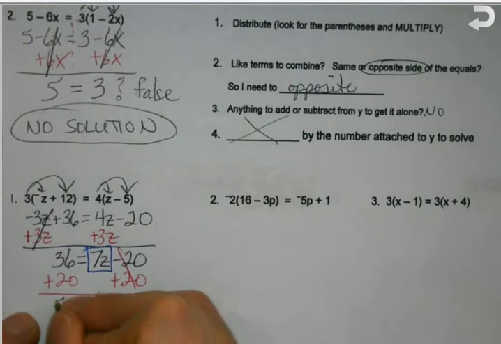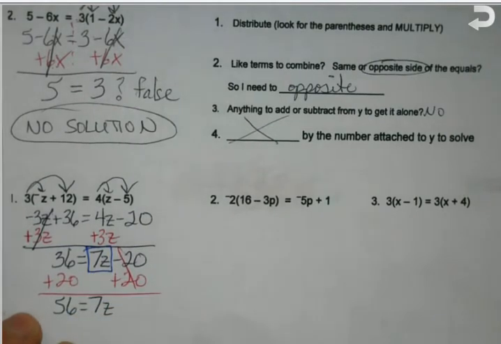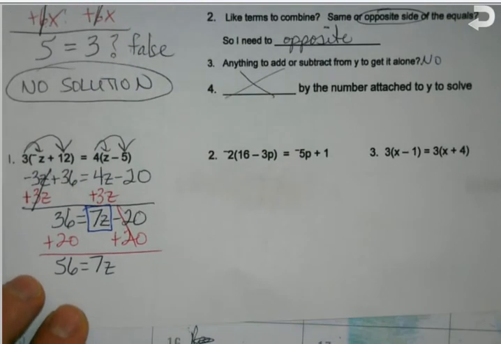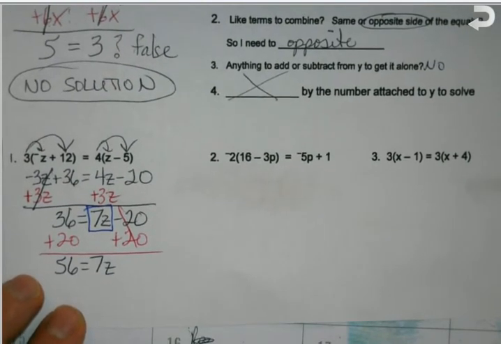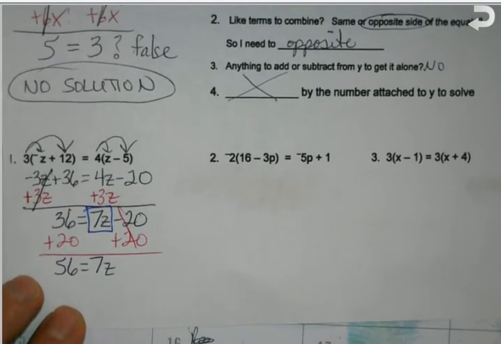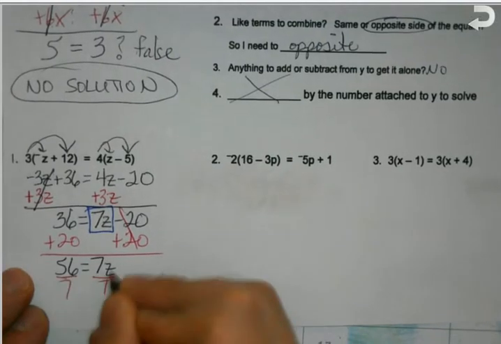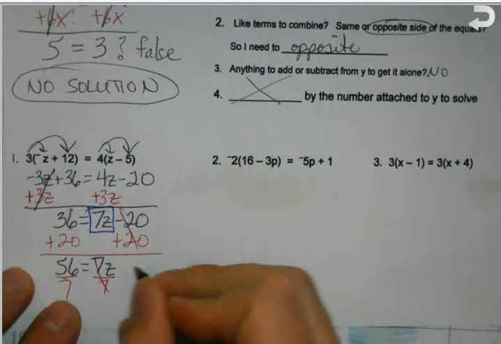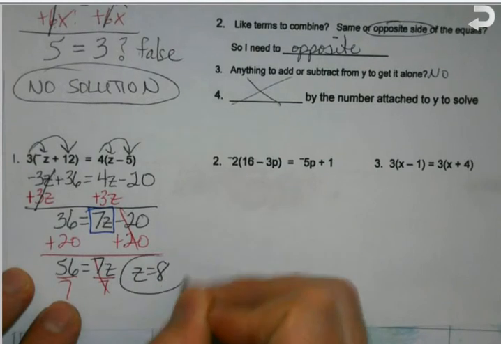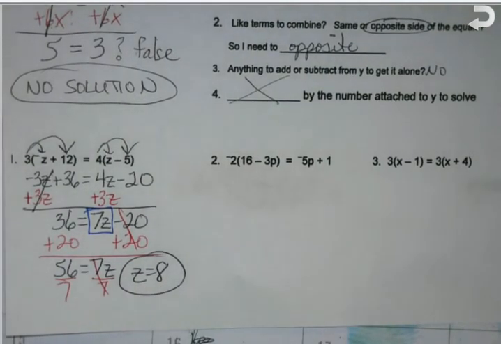So 36 and 20 is 56. Now I got my z alone on a side, which is what I wanted. What's my last step going to be? Divide by 7. And z is going to be 8. So it is going to take some patience doing these.